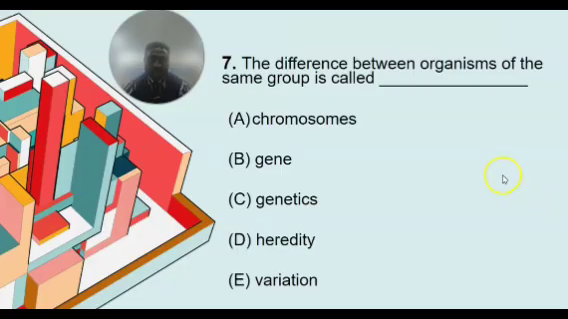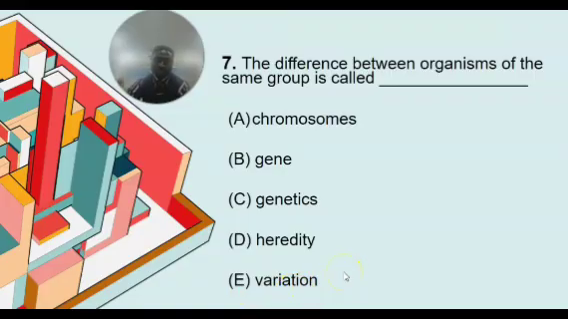Now, next question. The difference between organisms of the same group is called dash. A, chromosomes. B, gene. C, genetics. D, heredity. E, variation. What's the difference that exists between organisms of the same group called or referred to? The answer is option E, variation.